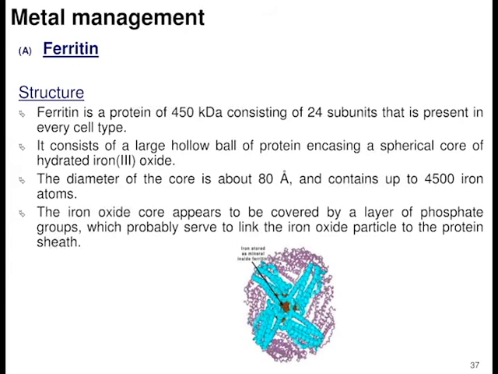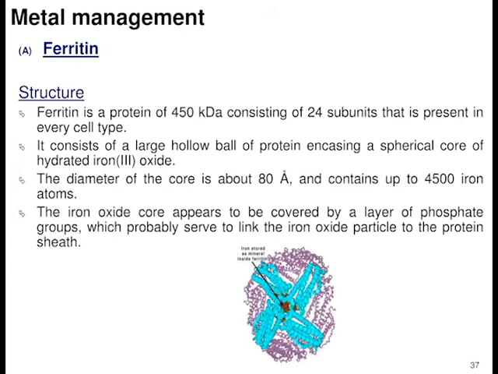Actually, the iron 3 combines with phosphate groups to form crystallites. That's why it precipitates within the core of the ferritin. The diameter is about 18 angstrom, and it contains up to 4,500 atoms. It appears to be covered by a layer of phosphate groups, which probably serve to link the iron oxide particle to the protein shield. So there's a mixture of iron 3 and phosphate that come together and form crystallites. They also think the phosphate helps to hold the iron in place within the ferritin molecule.